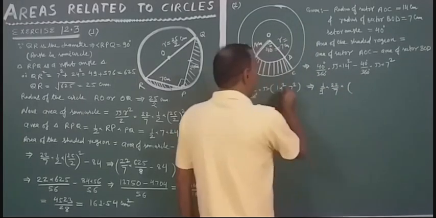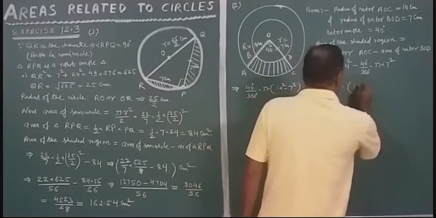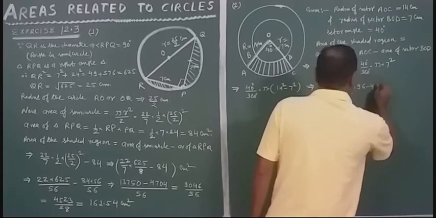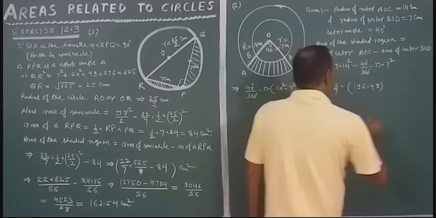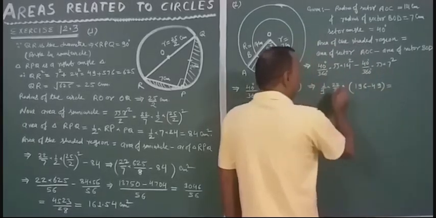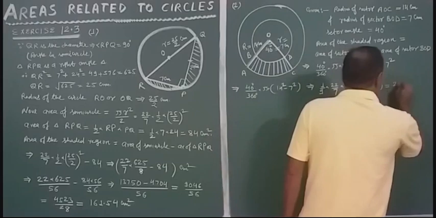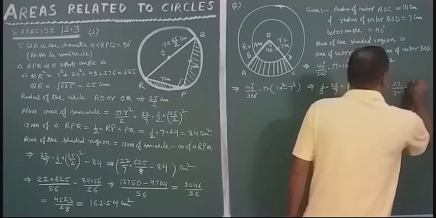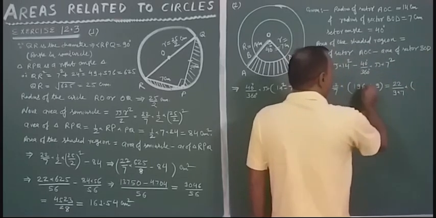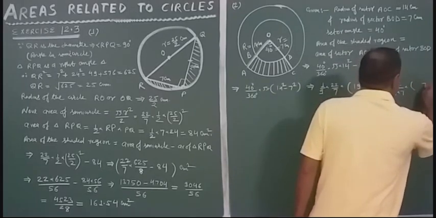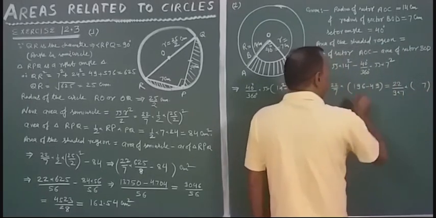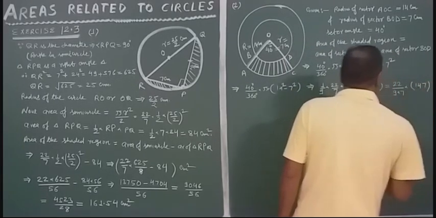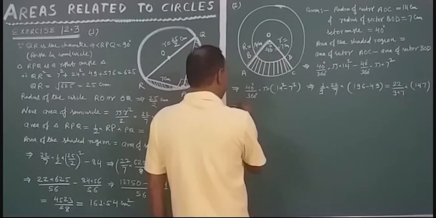Just look here, 14 square is 196 and minus this is how much? 7 7s are 49. So this will become, just multiply them, 22 upon 9 into 7 is there, multiplied with, just subtract them, 196 minus 49, this is 147.